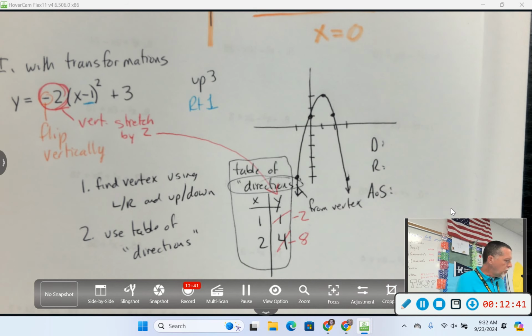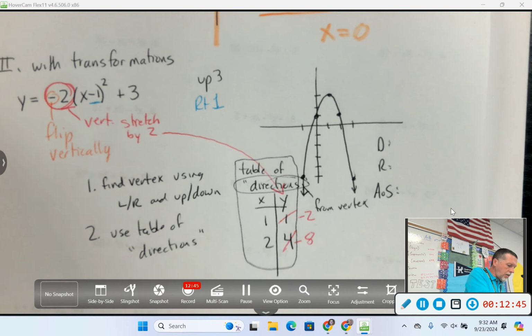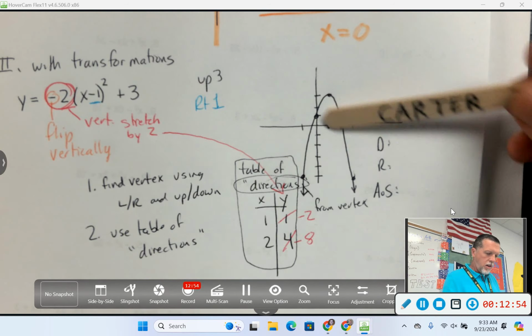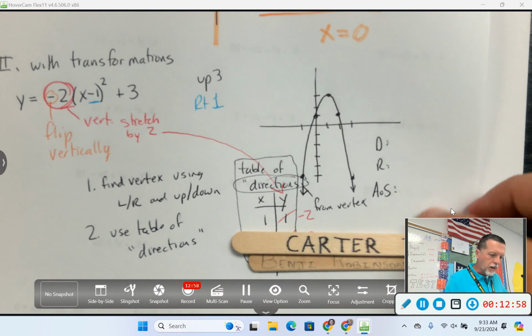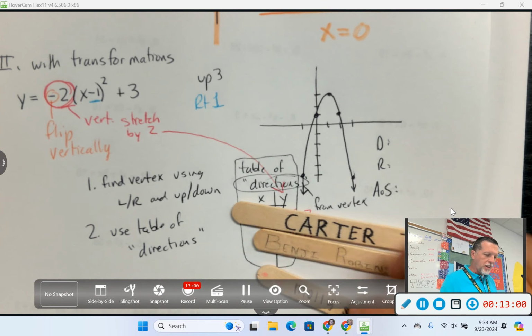All right, let's do domain and range and axis of symmetry. Then we'll do some of the problems together. All right. You know what? Let's do it anyway. Carter, sometimes you get the easy one.